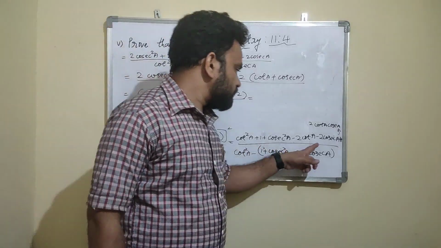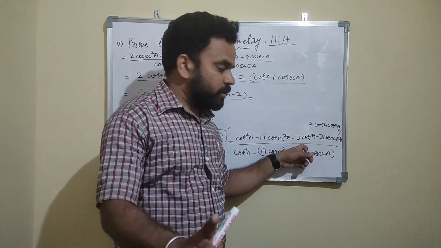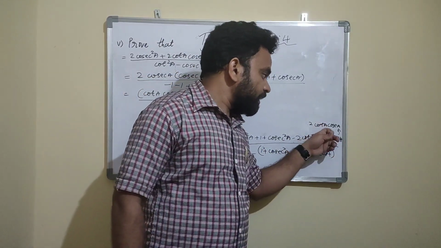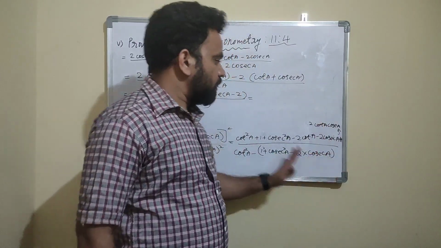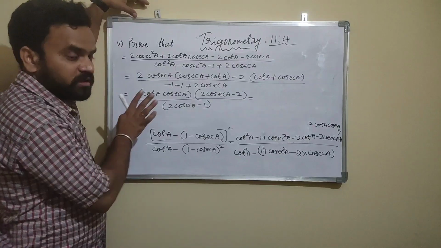So here, same as I told, we need to write a few more terms, that is minus 2 cot a, minus 2 cosec a plus 2 cot a into cosec a. After this we have this step, right? So this I wrote to explain, that's it.